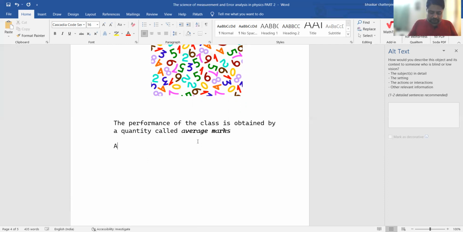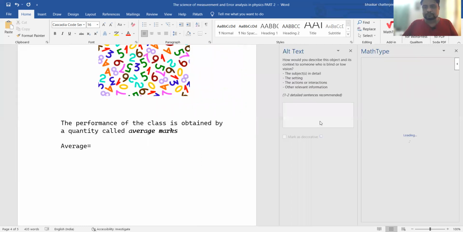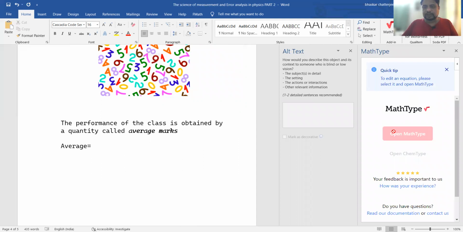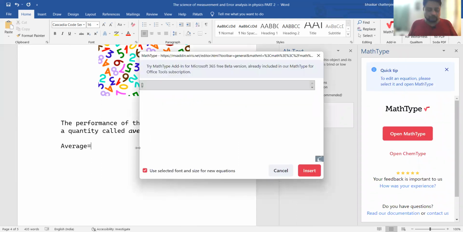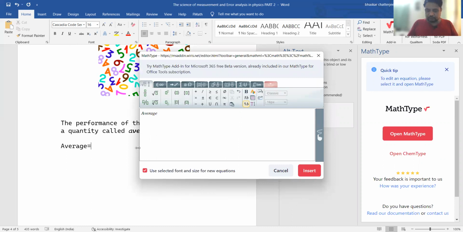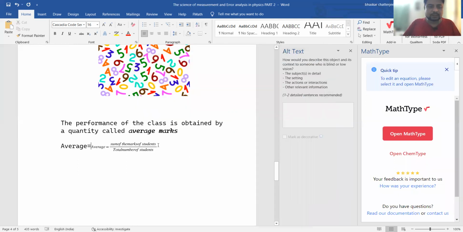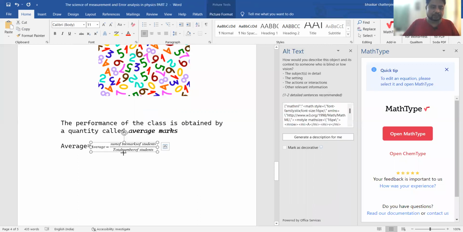We know this average quantity. We know from school level that whenever we are defining average, we have the sum of all the quantities as a fraction. You have the sum of the marks of students divided by the total number of students. This is how we define this average quantity, average marks.